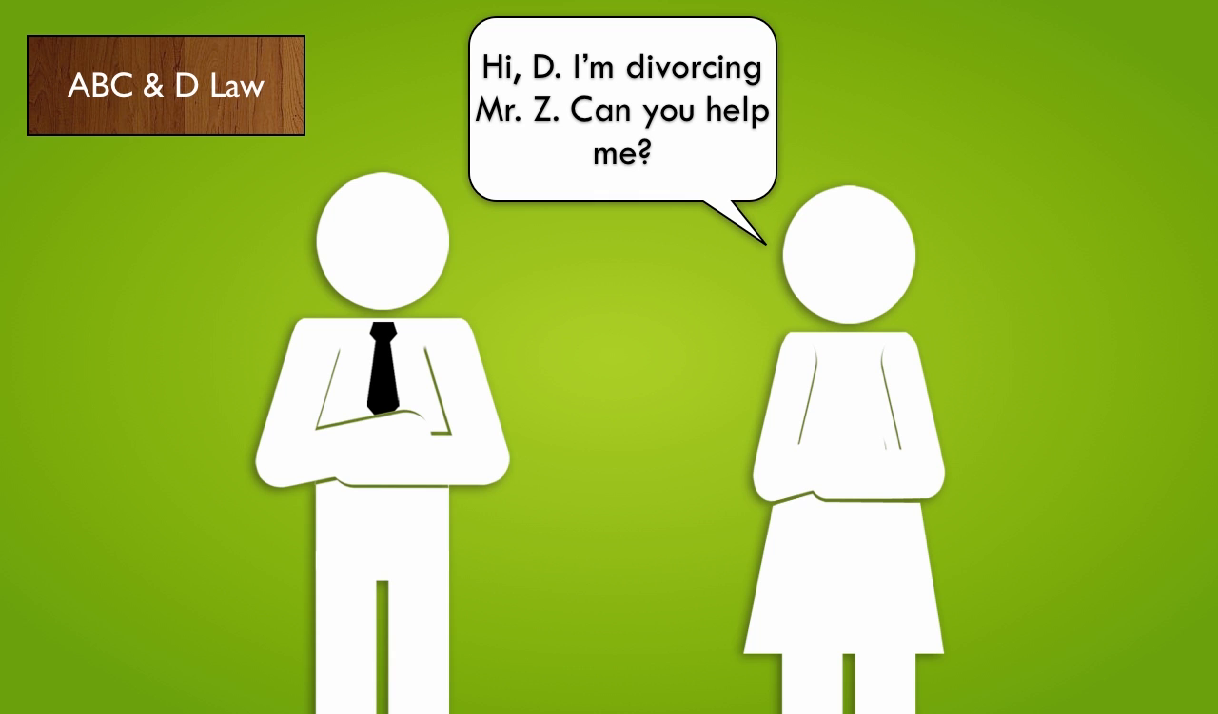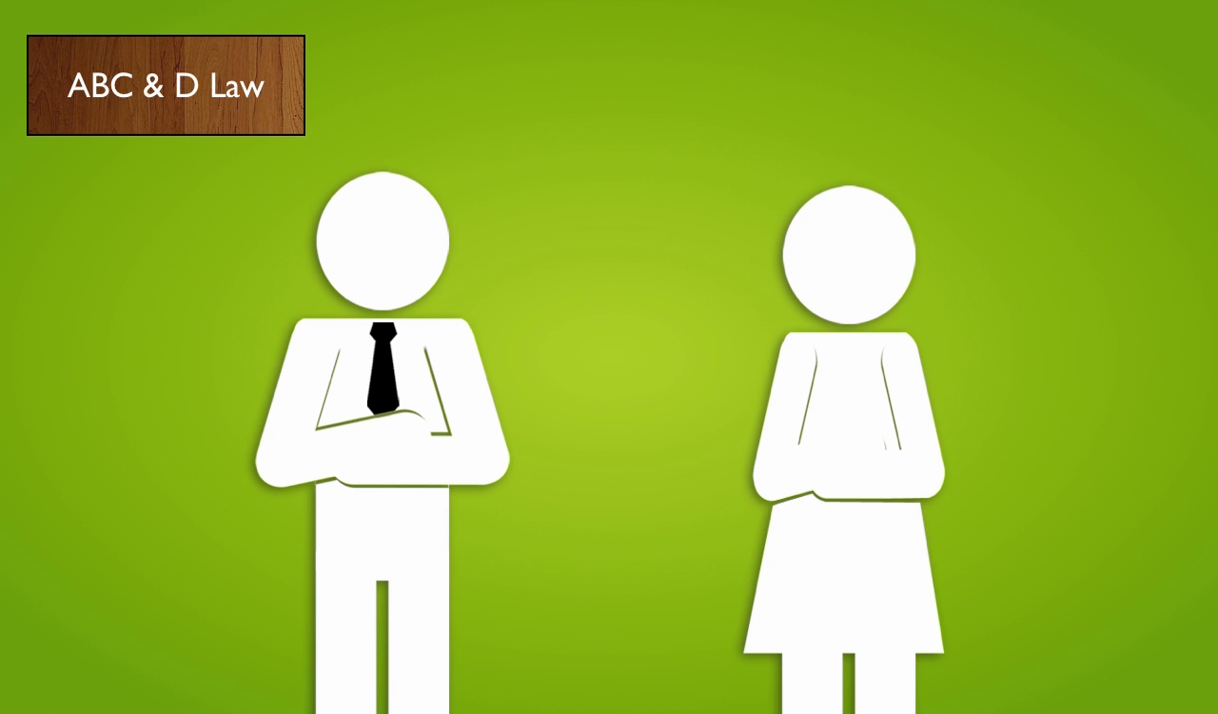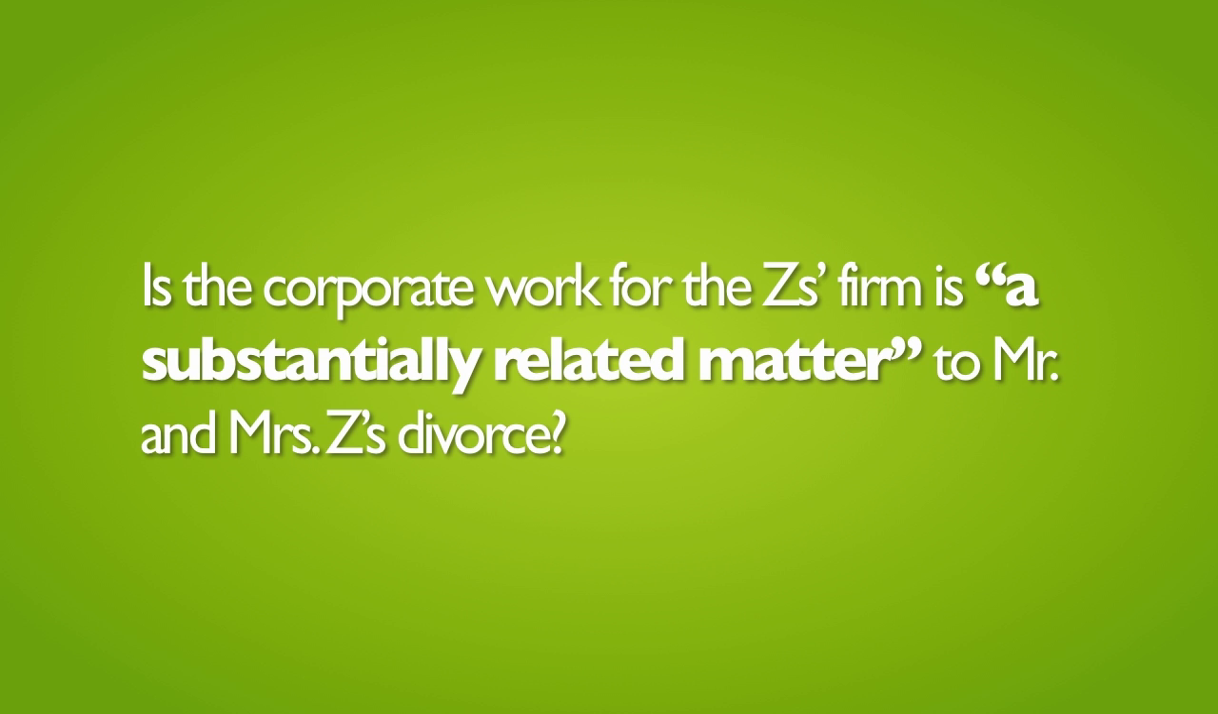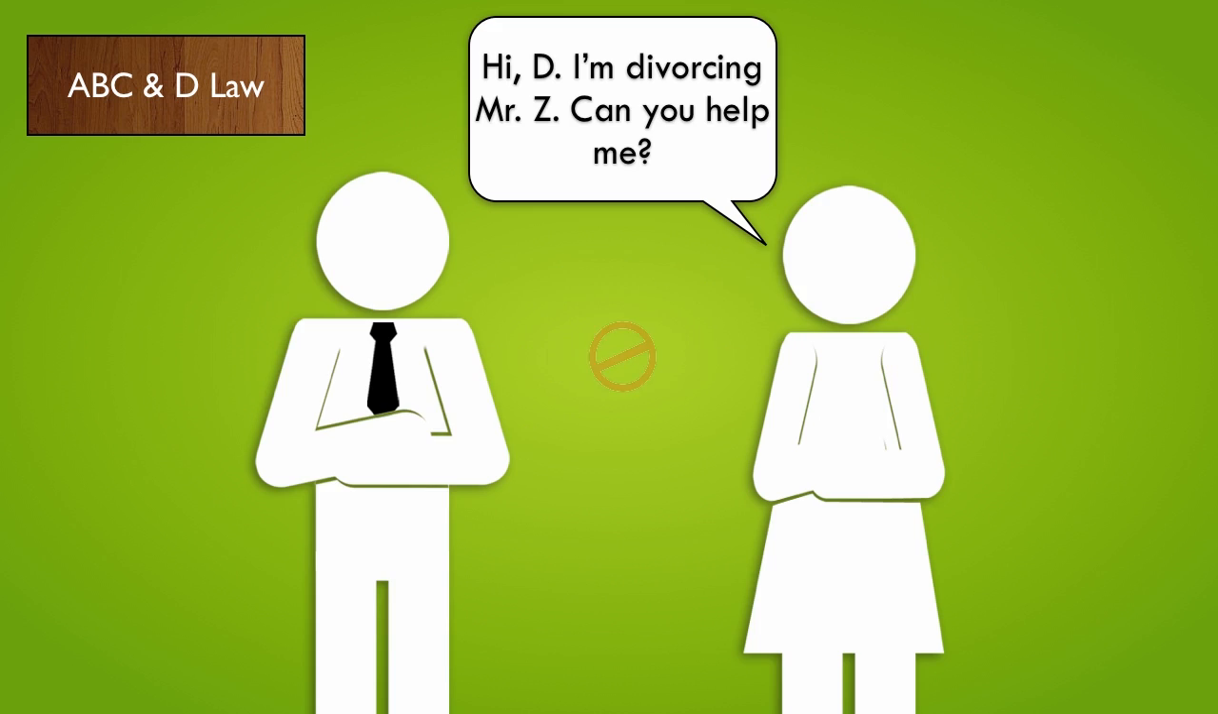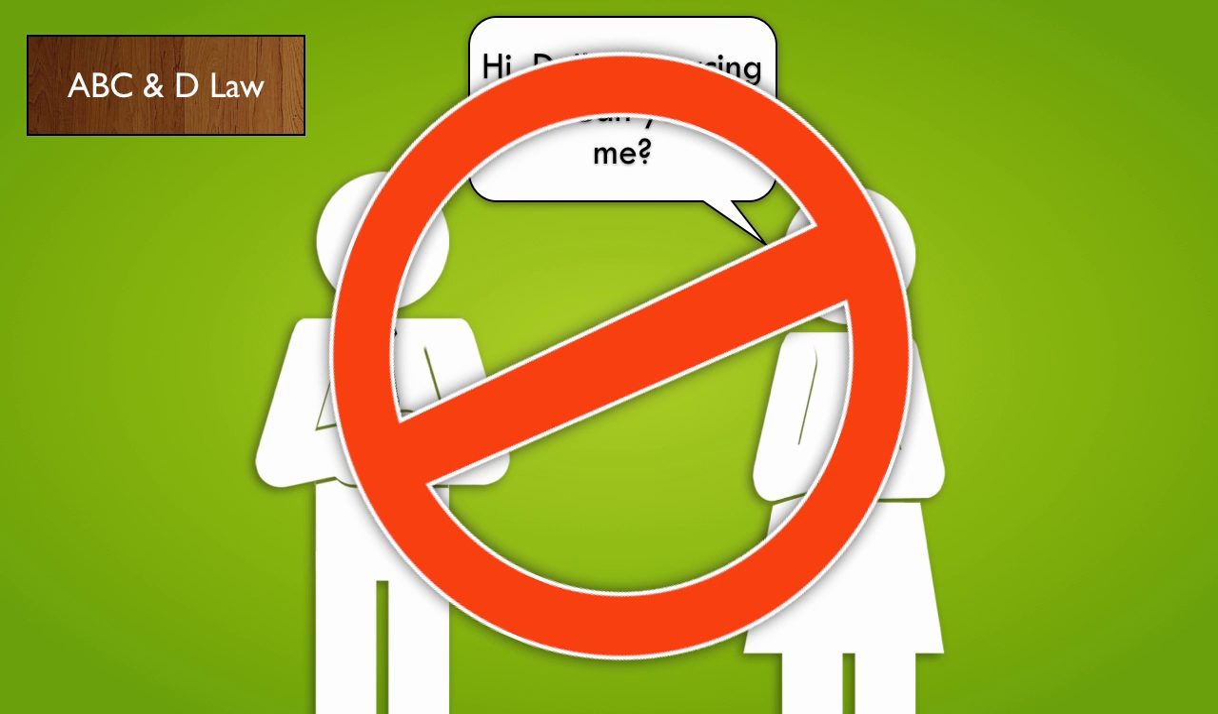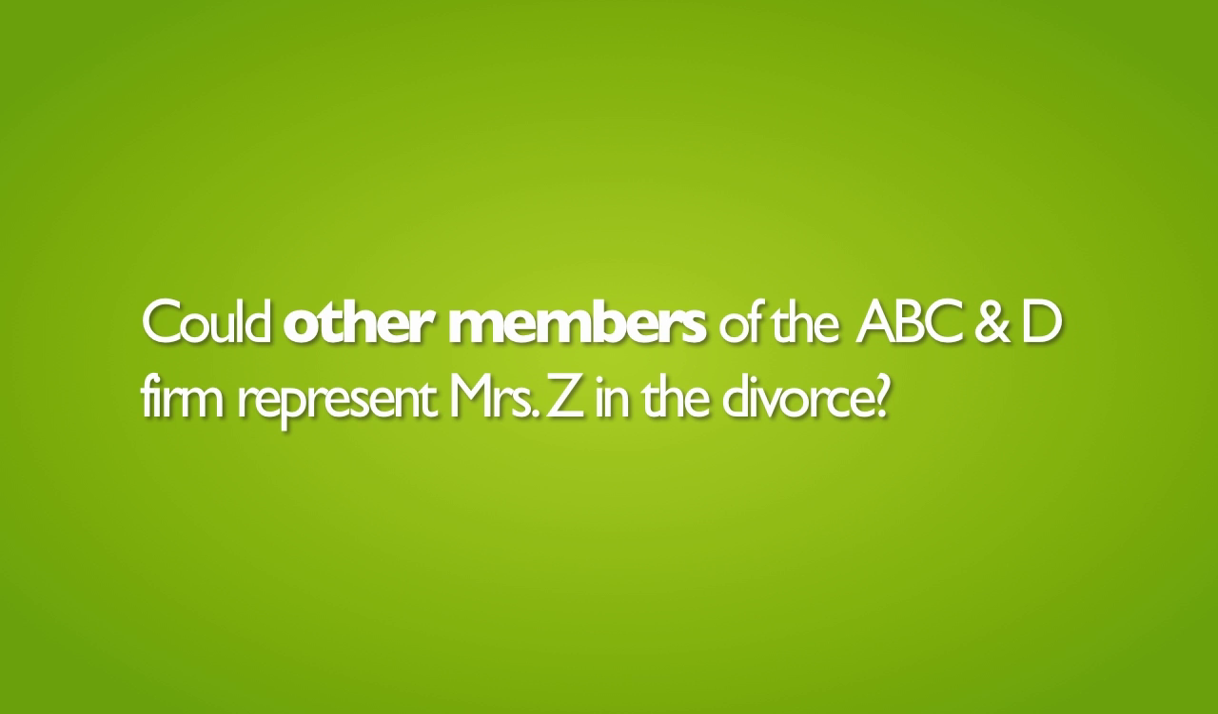Is this possible? First, we should assess whether the corporate work for the Z's firm is a, quote, substantially related matter to Mr. and Mrs. Z's divorce. Yes, it is likely a substantially related matter because D would have had confidential knowledge about Mr. Z's financial situation, and this confidential knowledge would be relevant to the Z's divorce. For this reason, Attorney D cannot represent Mrs. Z. This is the situation covered by the rather confusing language of Rule 1.9b. But could other members of the firm represent Mrs. Z in the divorce? Today, given a recent change in the model rules, such representation is possible.